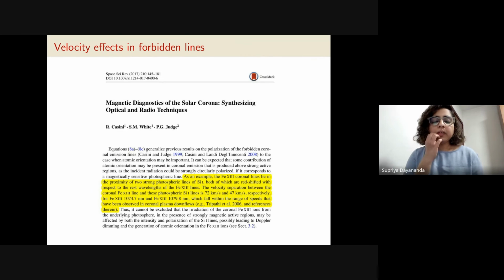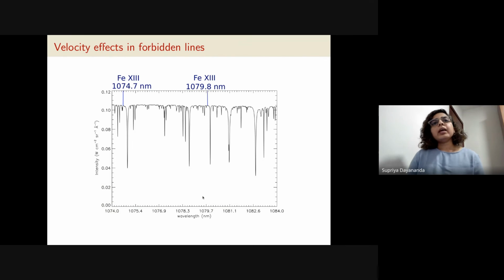We were motivated to consider the effects of velocity fields in the forbidden lines by a comment made in the review paper by Cassini et al., wherein they say, close to the wavelength of iron 13 lines, both 10747 and 10798, there are strong silicon I photospheric lines which can have an impact because of the solar wind velocities through the Doppler effect. So what do they mean?